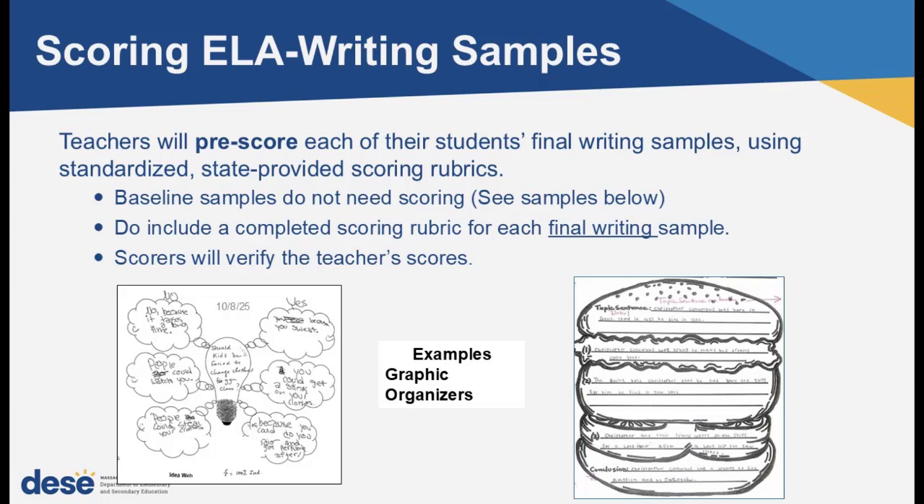So what you're going to do is pre-score your final writing samples. Now below you see there are 2 examples of graphic organizers. If you're using something like this, that would be considered a baseline. Probably you would use that for a baseline, not your final. And that doesn't need a rubric. You're only going to complete a rubric for the final writing sample. And scorers will verify your scores.